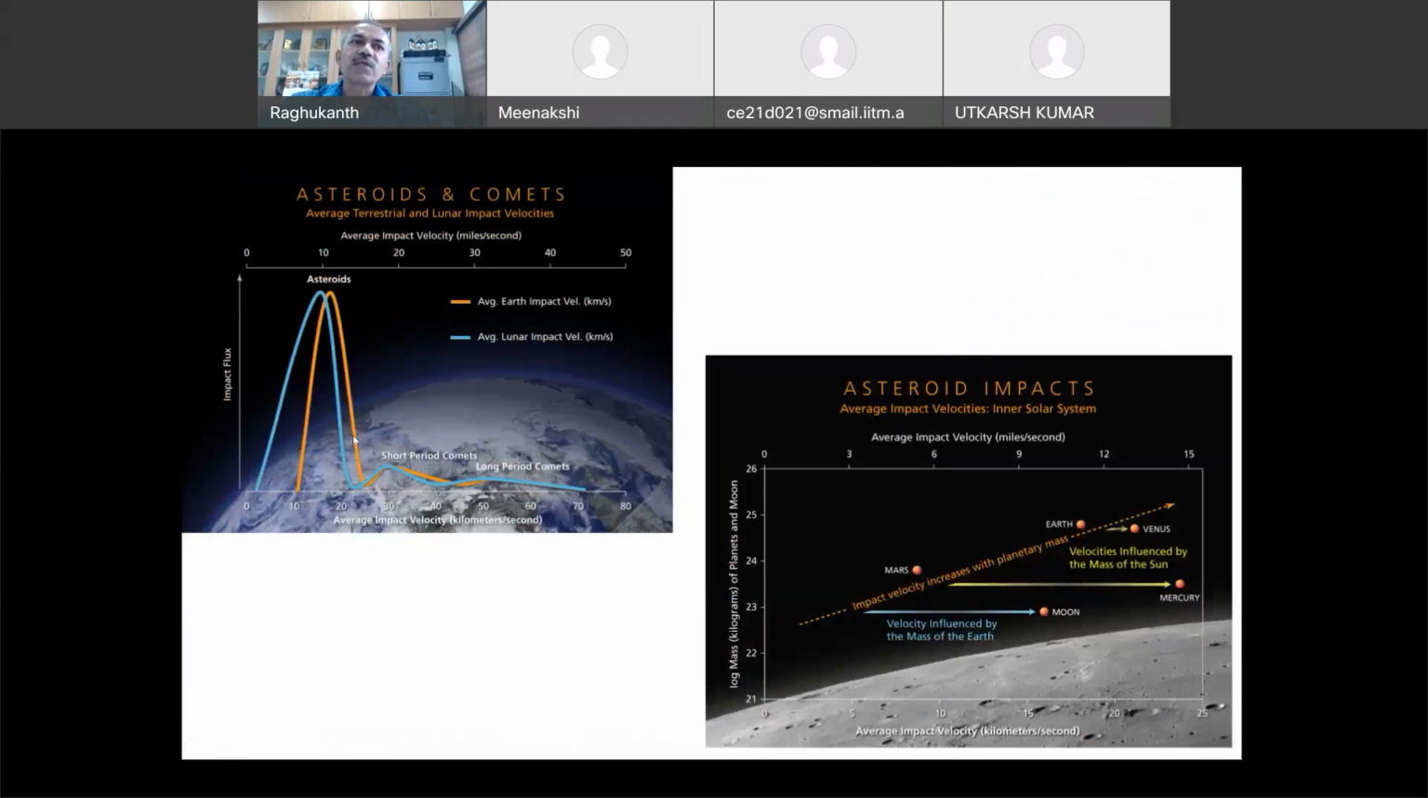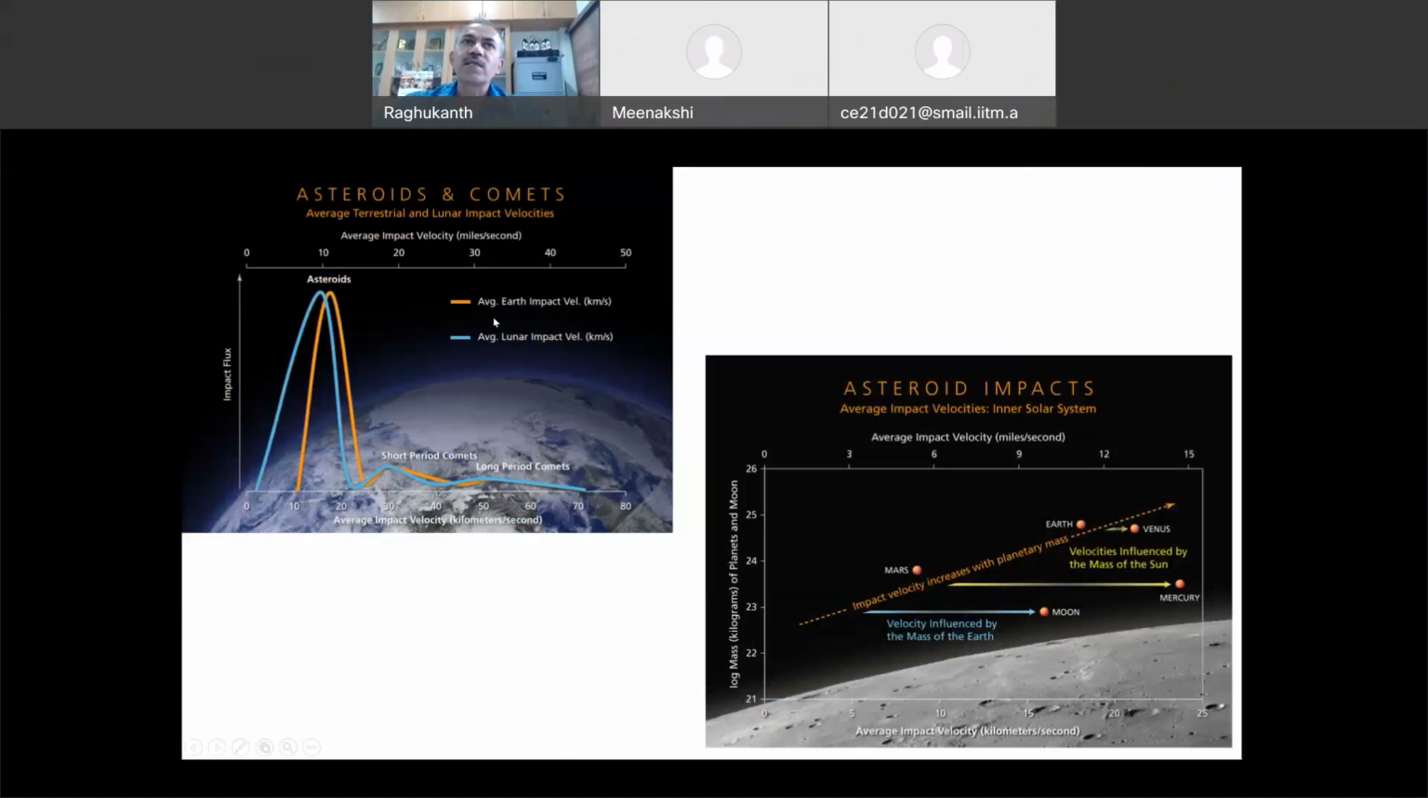Like if we see on our Earth, people have measured these velocities. The average Earth impact velocity for asteroids is something around 10 kilometers per second. If short period comets are there, this goes up to 20 kilometers per second, and if it is a long period comet, impact velocities can be as high as 50 kilometers per second itself.